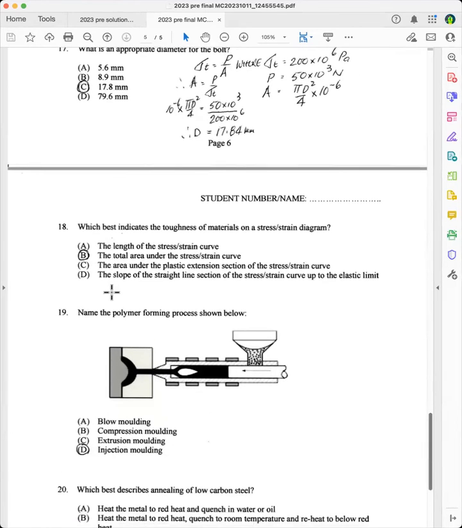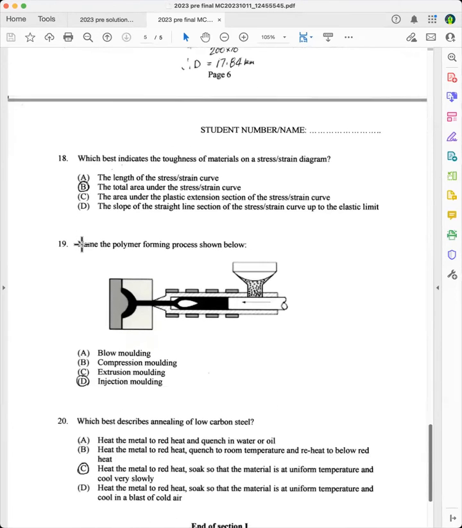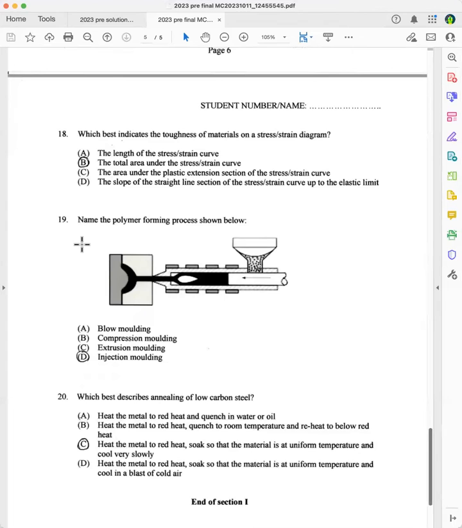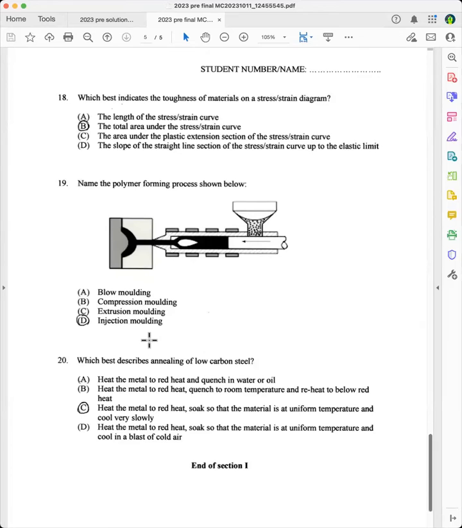Which best indicates the toughness of materials on the stress strain diagram? Toughness is always indicated by the total area under the stress strain curve. So B is the correct answer for question 18. Name the polymer forming process shown below. You should be able to draw this and recognize it. And this is injection molding. So D is the correct answer in 19.